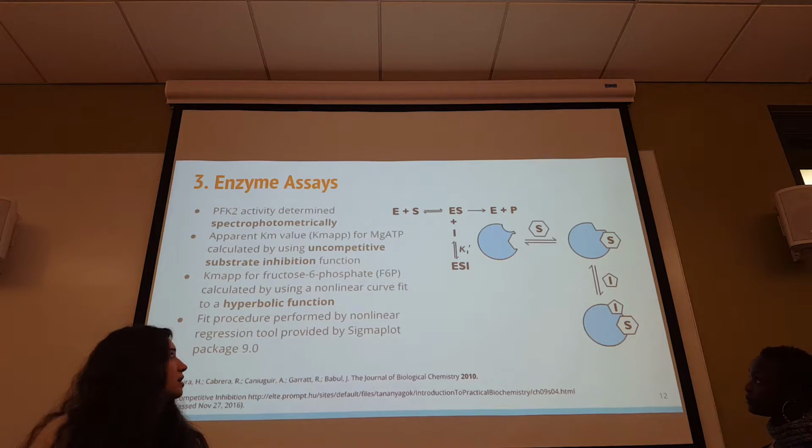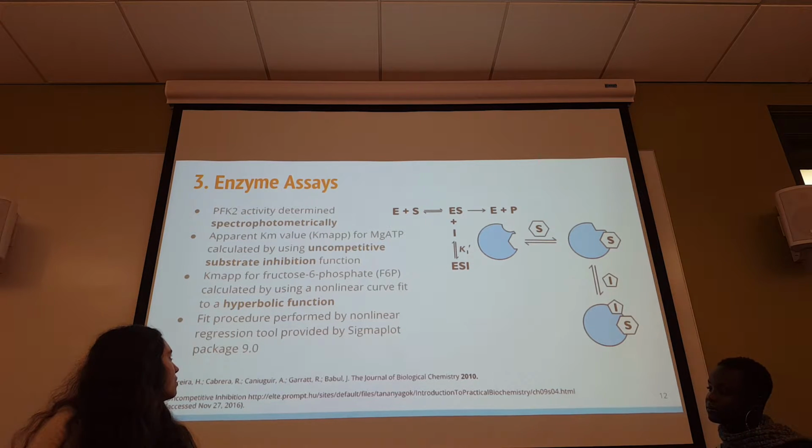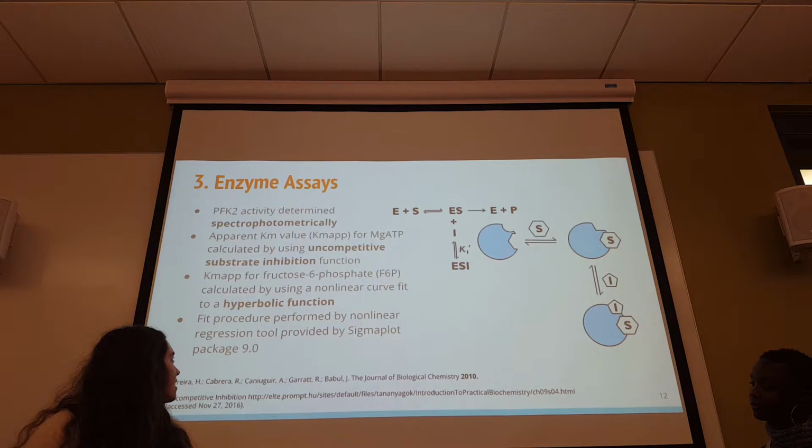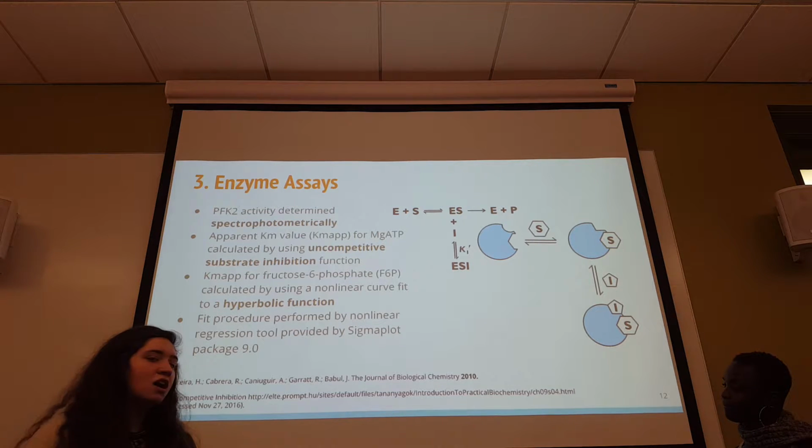The third part of these methods and materials was the enzyme assays. The activity of our enzyme phosphofructokinase-2 was determined using a spectrophotometer, and the Km values for the MgATP were calculated using the uncompetitive substrate inhibition function. And for the fructose 6-phosphate, they were calculated using a nonlinear curve fit to a hyperbolic function.